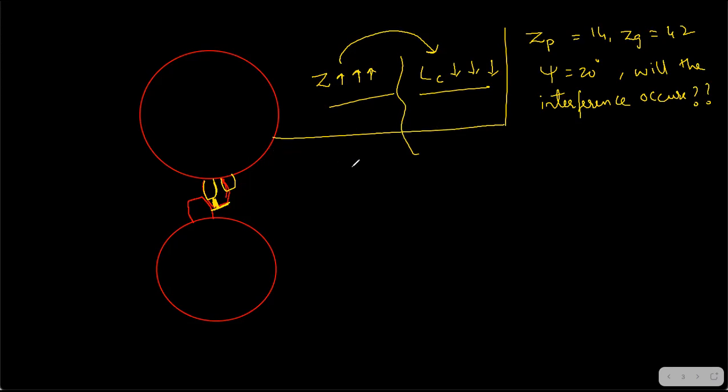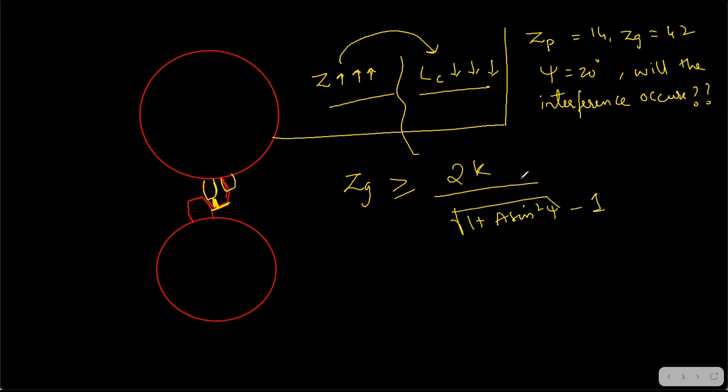Do we have the formula for Zg? Yes, Zg should be greater than or equal to 2k divided by under root of 1 plus a sine square psi minus 1. And here full depth is given. Only full depth is given or stub is given? Based on that we can find out the k value. What is k? For full depth, k is 1. For stub, it is 0.8 because it is 0.8 module. Okay, so k is 1.